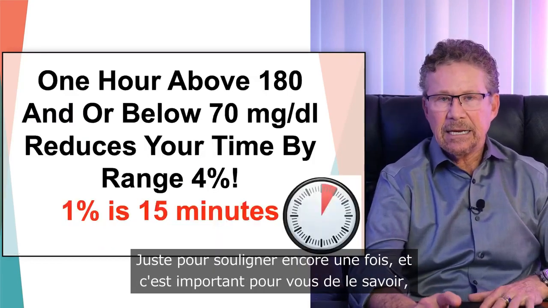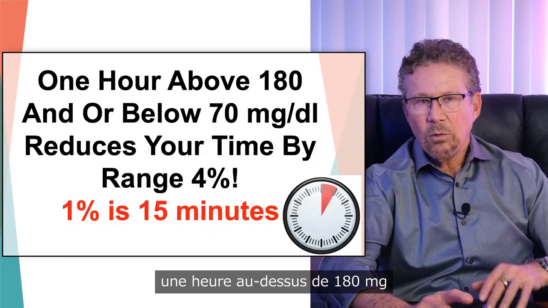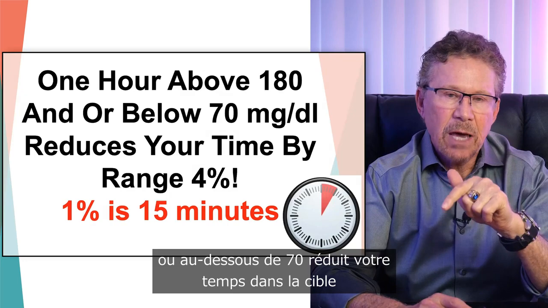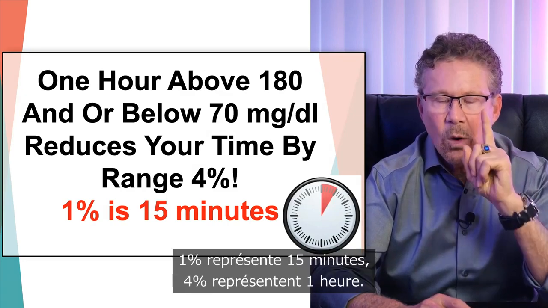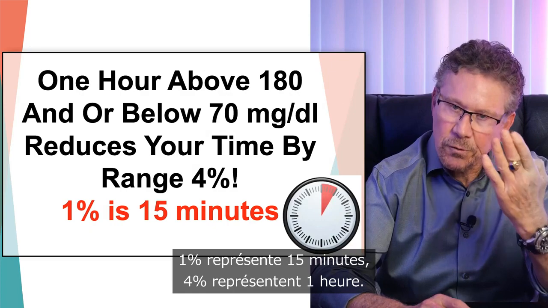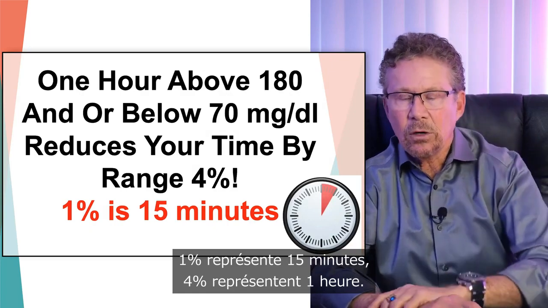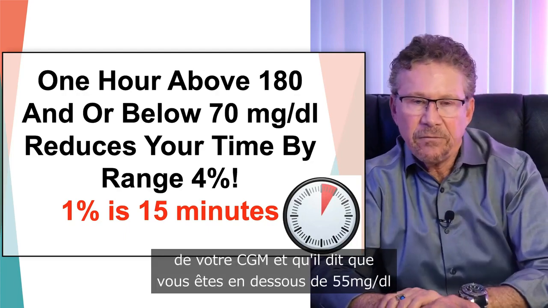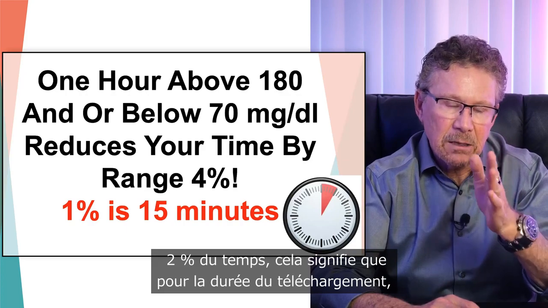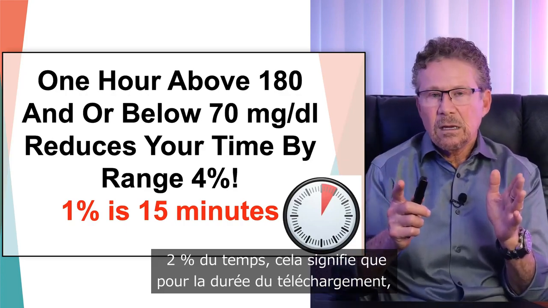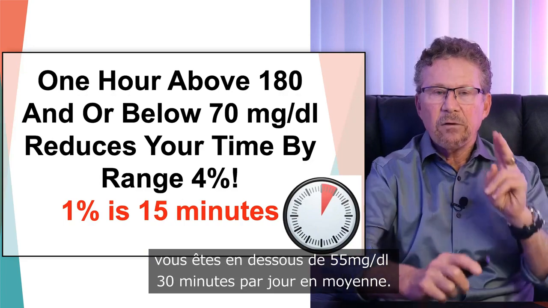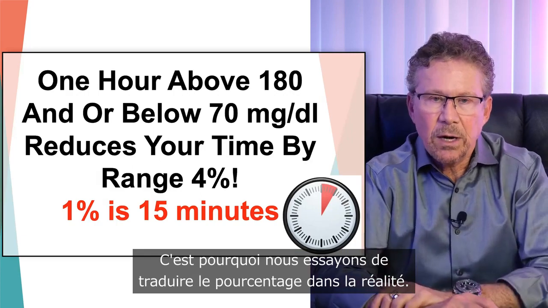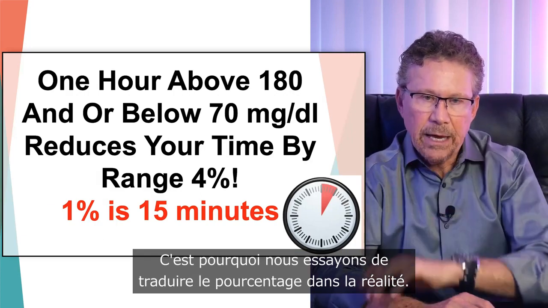Just to emphasize again, and this is important for you to know, 1 hour above 180 or below 70 reduces your time in range 4%. 1% represents 15 minutes. 4% represents 1 hour. So when you look at your download from your CGM and it says you're below 55 2% of the time, that means for the length of that download, you are below 55 30 minutes a day on average. So that's why we try to put the percent into reality.